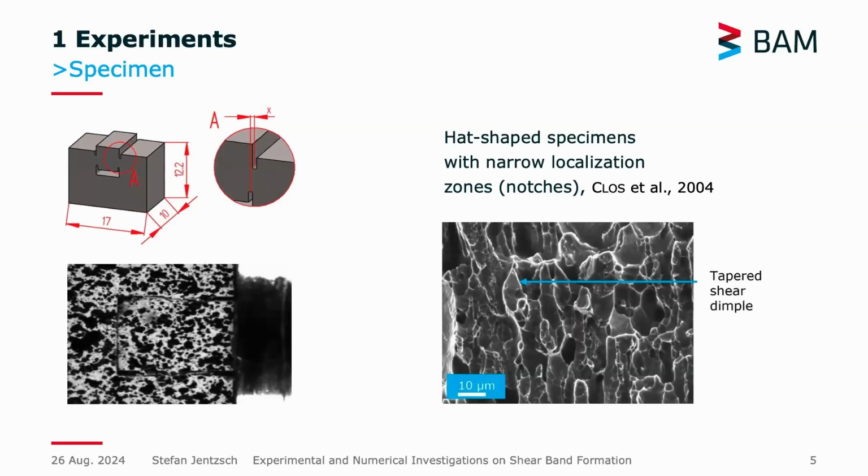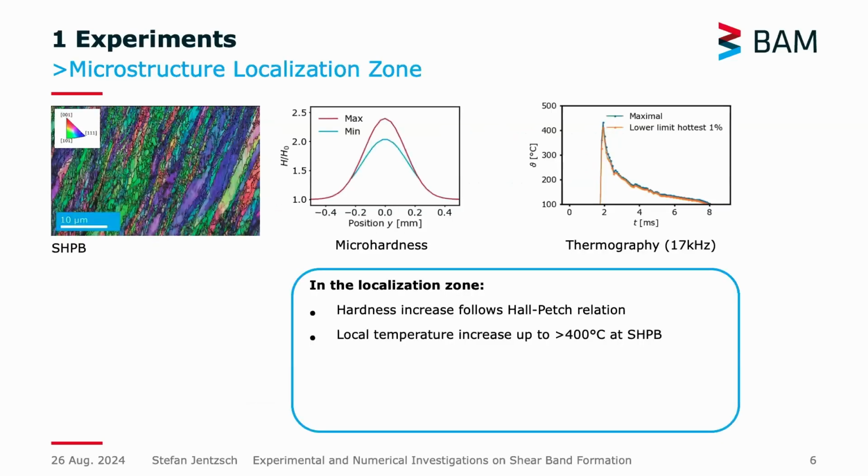To show that we are dealing with ductile shear failure, we made these micrographs, and there we see the aforementioned shear bands. Further microstructure investigations with EBSD showed a refined grain structure by an average factor of 5. This goes well along with the hardness increase, which follows the Hall-Petch relation. On the right-hand side, we see the thermography measurements, where we got a local temperature increase up to more than 400 degrees Celsius.